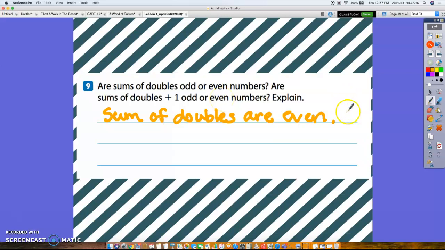Are sums of doubles plus one odd or even numbers? Well, sums of doubles plus one are odd, and that will always be that way.